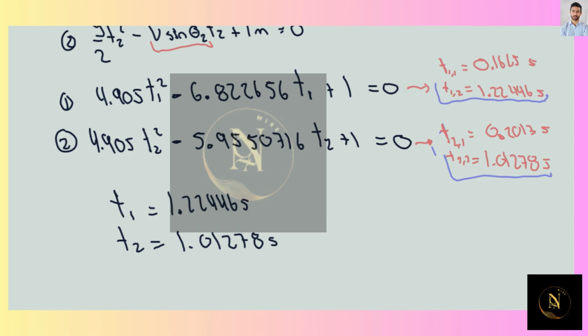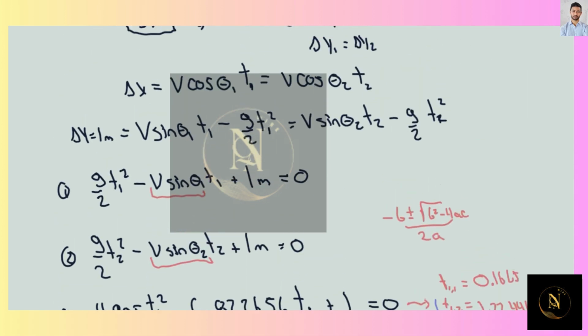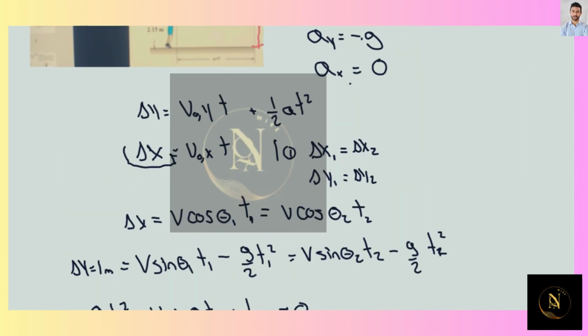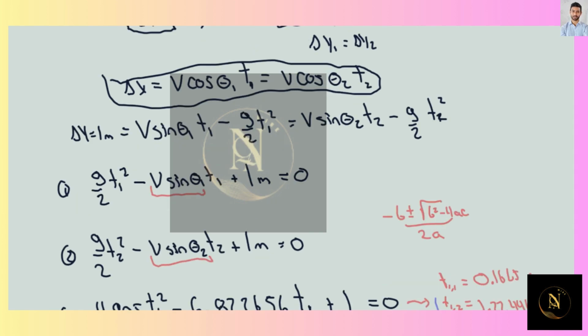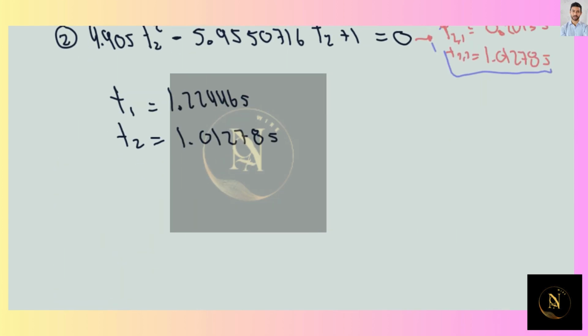So with these two values, we can now go back to the equations coming from delta x, and we can use either of them. So for example, we're going to find it first using the cosine of theta 1 times t1, and then we're going to do the same calculation with cosine of theta 2 times t2.